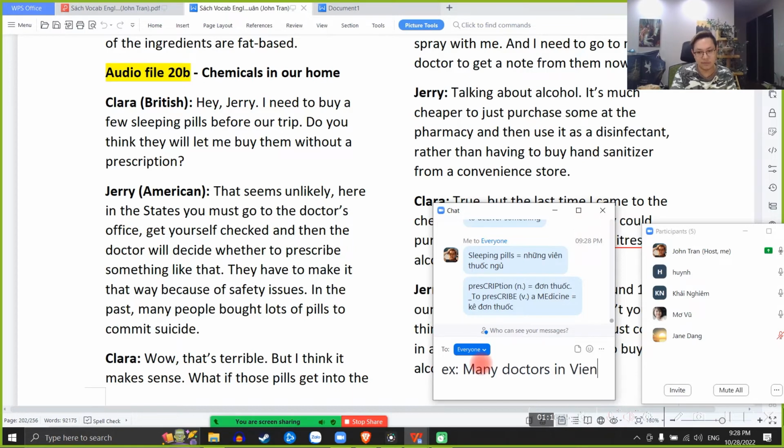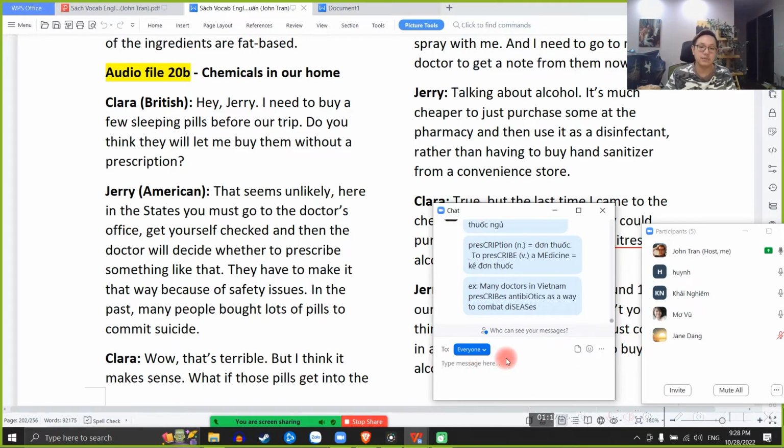many doctors in Vietnam prescribe antibiotics as a way to combat diseases. Nhiều bác sĩ ở Việt Nam họ sẵn sàng kê đơn thuốc kháng sinh như là một cách để mà đánh đuổi bệnh. But it's not a really good thing, but you need antibiotics.